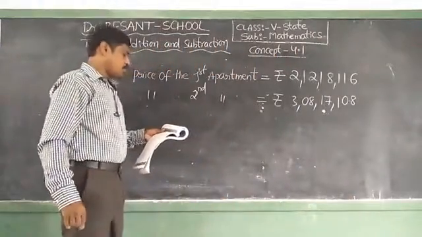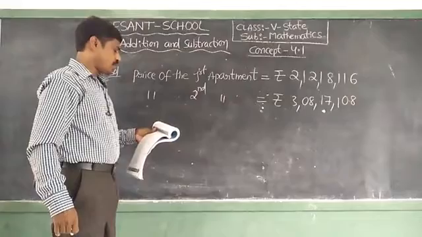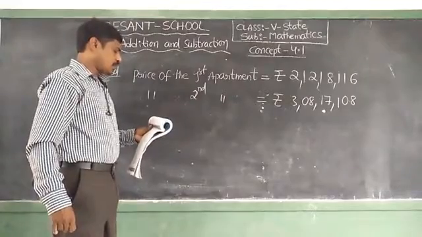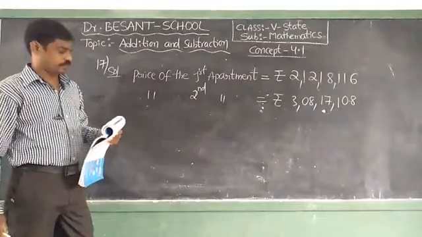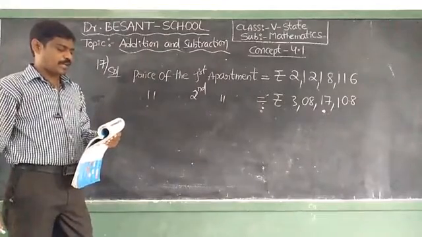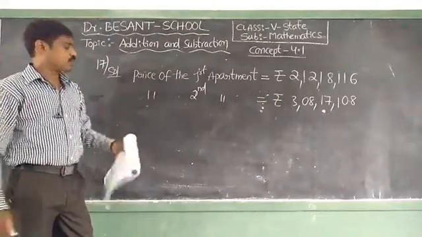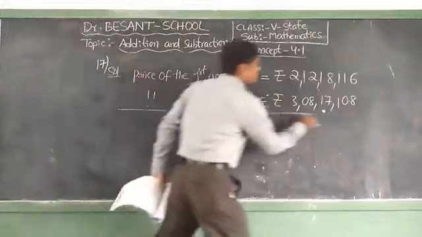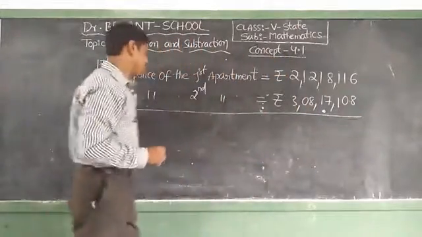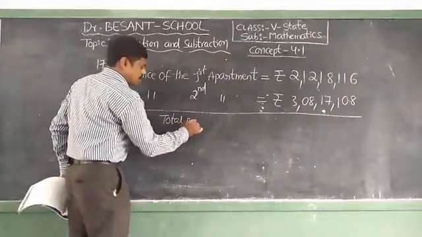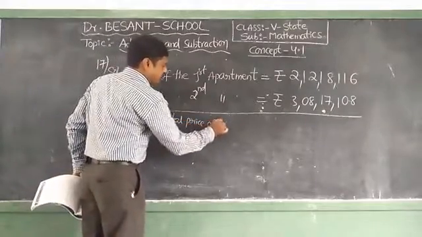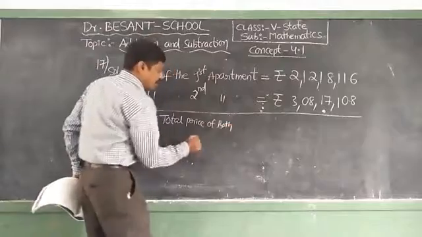The total price of both apartments we have. Okay, and the price of the second apartment is this one. What is the total price of both the apartments? So we have to find the total price of both apartments.